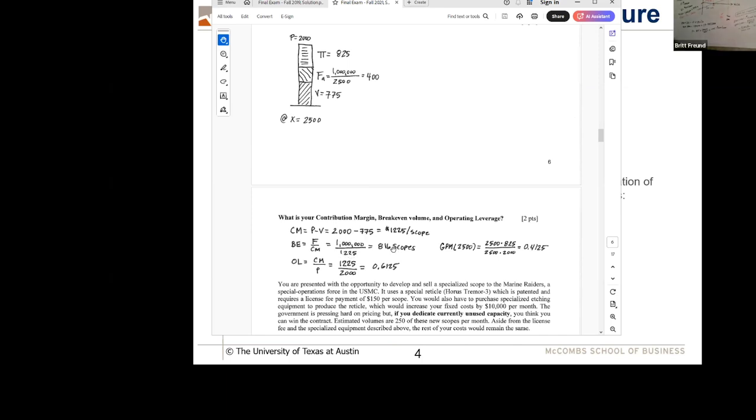That's only 816 scopes. That's an awfully good business, because we only have to sell less than a third of our maximum monthly volume before we start breaking even and making money. So that's pretty good. I like this business, assuming that I'm comfortable with the volumes here.